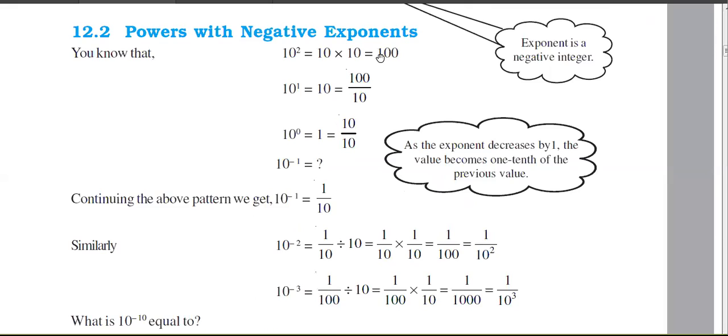Now, 10 raised to the power 2 is equal to 10 into 10, equal to 100. All right, everyone understood this? 10 raised to the power 2 is nothing but 10 multiplied 2 times, 10 into 10, 100. 10 raised to the power 1 is nothing but only this 10.